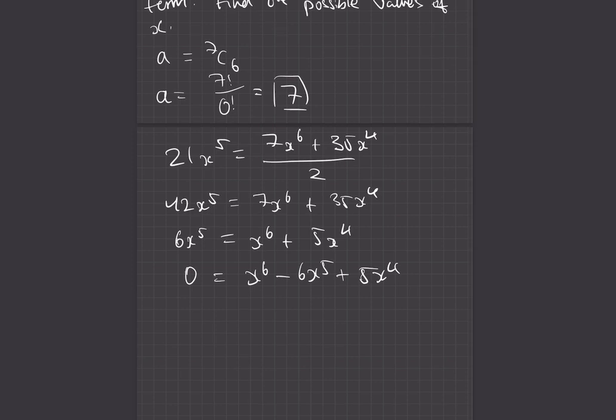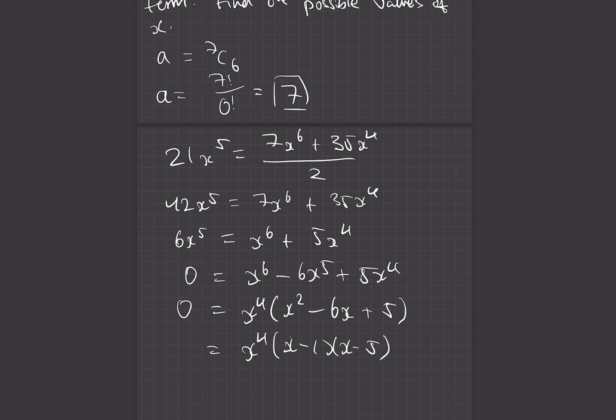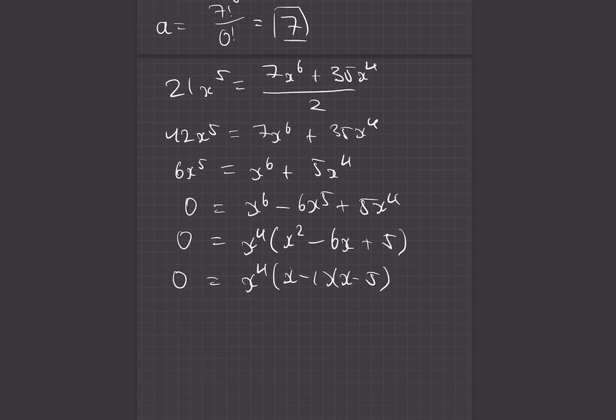So the highest power in all of the terms is x to the 4, so we can cancel that out. So, well, not cancel, but factor it out. x squared minus 6x plus 5, and then we should be able to factor this as x minus 1 and x minus 5 equals 0. So we've got 3 solutions here. We have got x equals 0, x equals 1, and x equals 5.